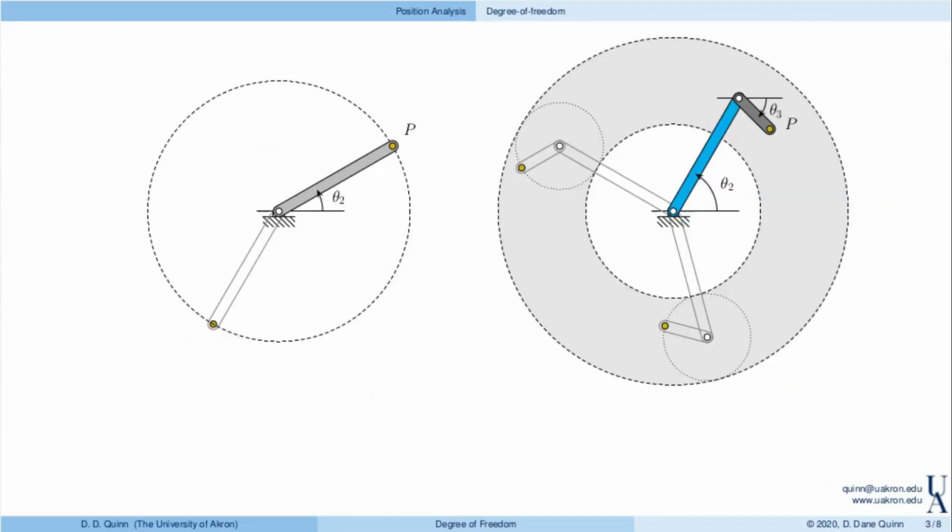And here I'll just give some more examples. If I look on the left, I have a link, right, so that has fixed length. And if I ask, where is the position of point P at the end? Well, it could be anywhere on this circle. So if I tell you this angle, theta 2, you could tell me where this point is, right? What's the position of P? And so this would be a 1 degree of freedom system.